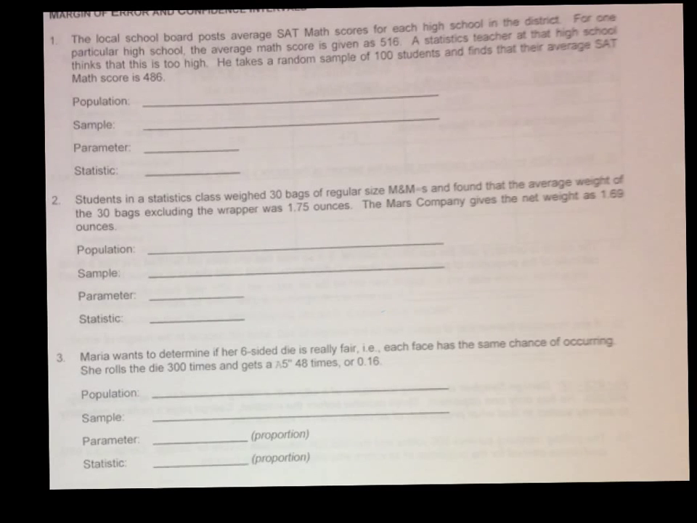Okay, now on this margin of error and confidence intervals, on number 1, 2, and 3, you're looking for the population, sample, parameter, and statistic. Remember, your population is to parameter as your sample is to your statistic. Now remember, your sample statistic is p hat. Your parameter will always be p, and you will never know what your parameter is.